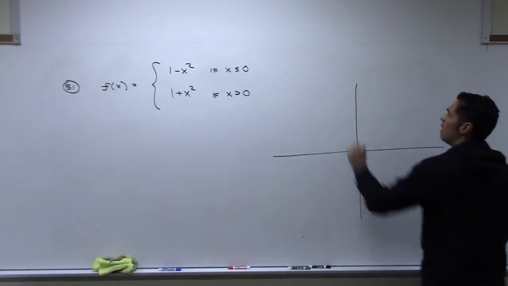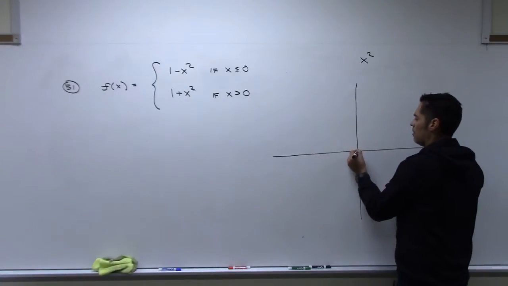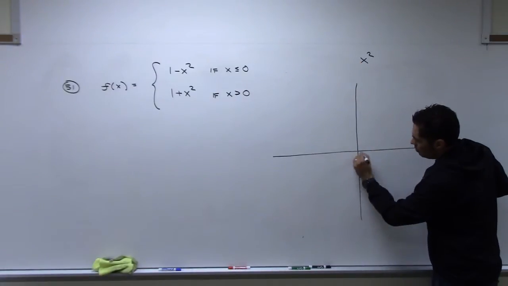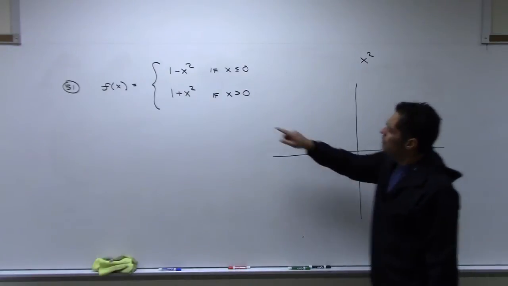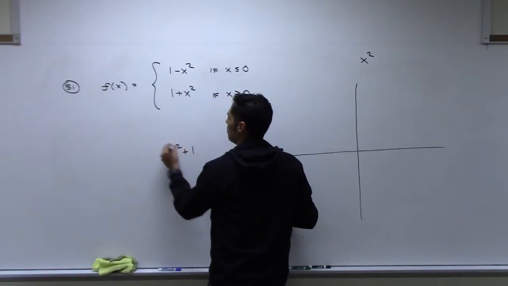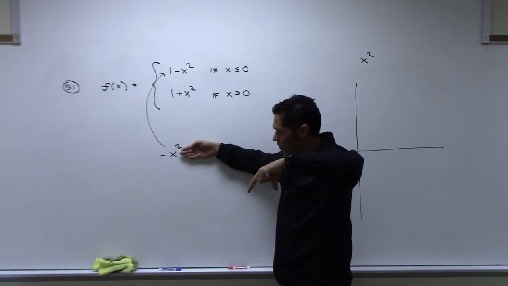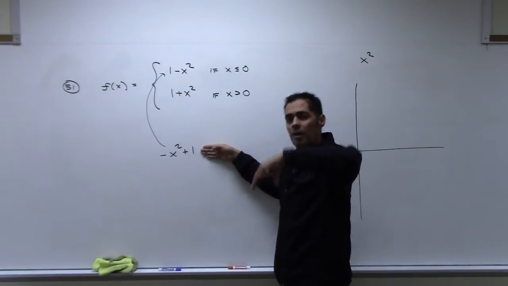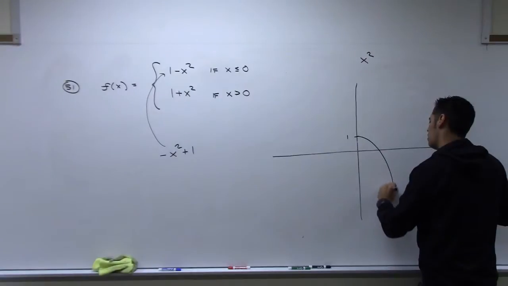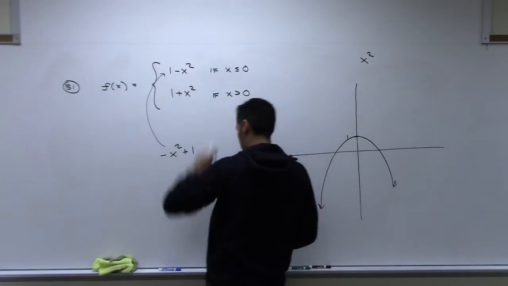All right, we all need to know what x squared looks like. X squared looks like a parabola that opens up. Negative x squared would be a parabola that opens down. It would go right through the origin like this. Now, 1 minus x squared is the same as negative x squared plus 1. So if you took negative x squared, that parabola that opens down, and shifted the whole thing up 1, it would look like this parabola right here.